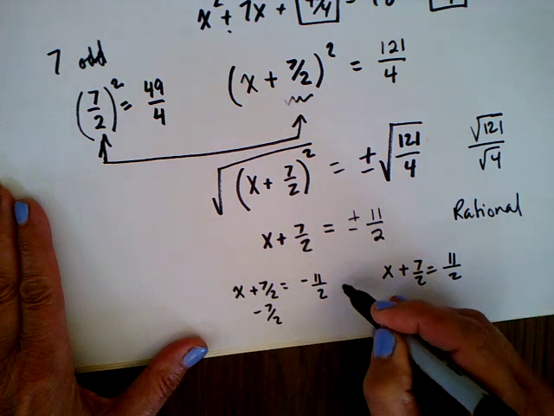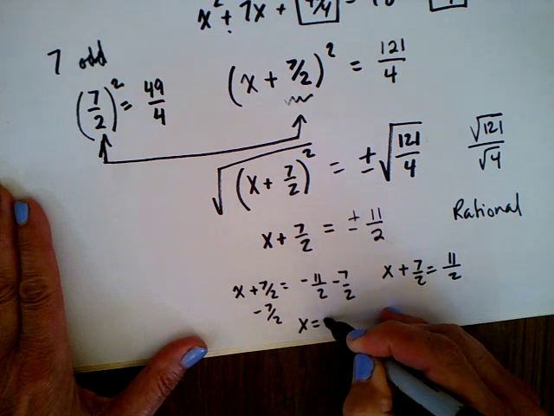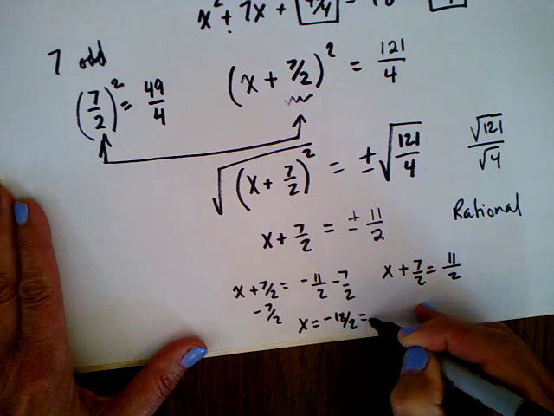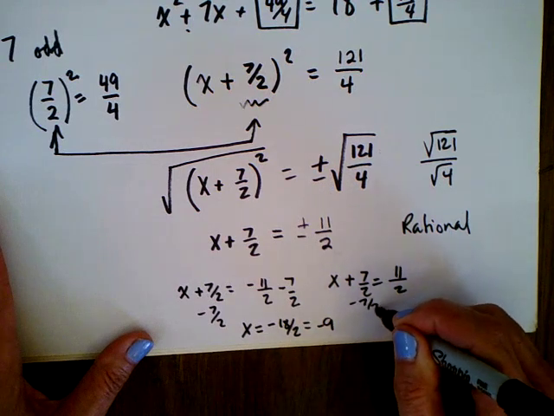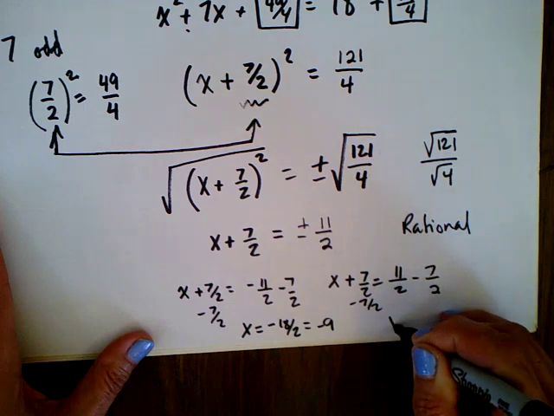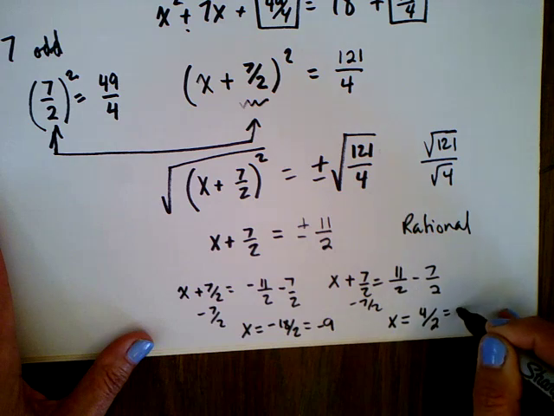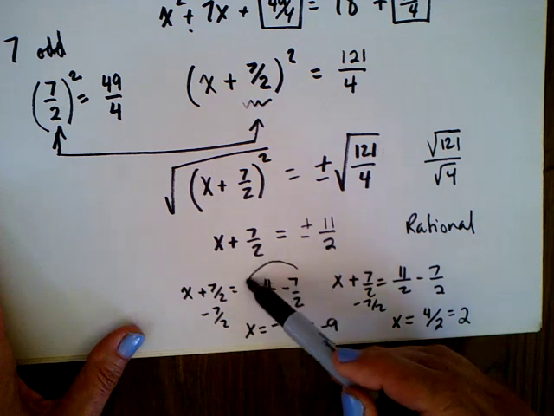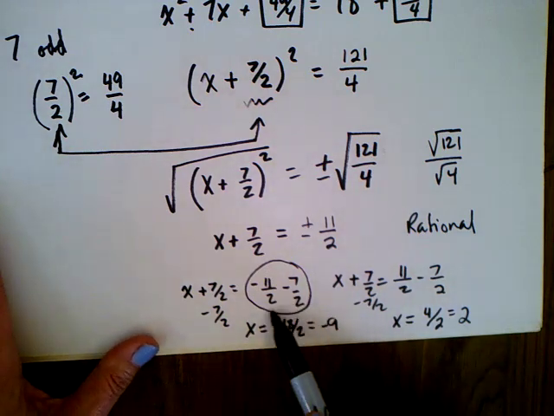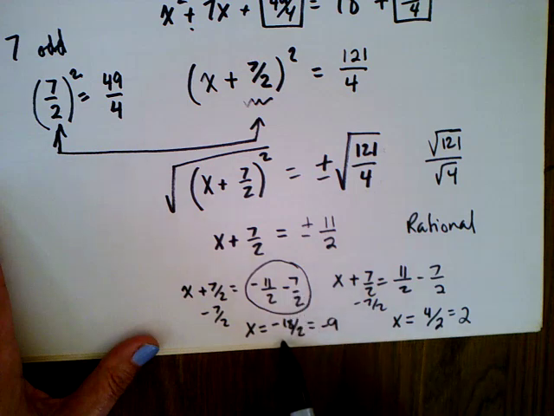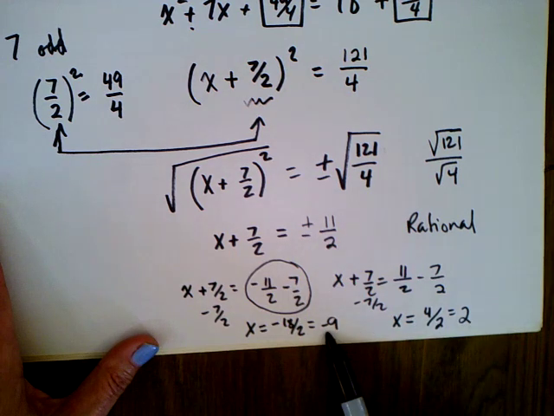Subtract 7 halves, subtract 7 halves, and I'll have x equals negative 18 over 2, which is negative 9. I'm kind of running out of room there. Sorry about that. Again, subtract the 7 halves, subtract the 7 halves, and x will equal 11 minus 7 is 4 over 2, and that's just 2. If you're not comfortable doing this, well, we've got to get comfortable, right? So use your calculator if you have to, but notice the denominators are the same, so we just subtract the numerators and then simplify as much as possible. And these are the solutions to our problem.